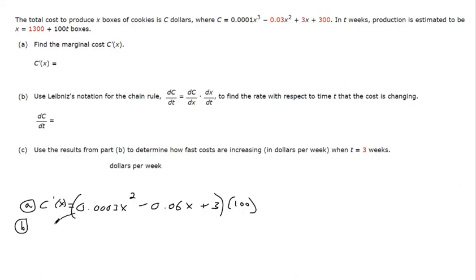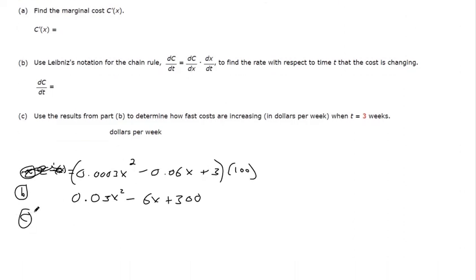So for part B, this is no longer for part A. For part B, it's going to be 0.03x squared, multiplying that by 100 in my head. This is 6x plus 300. Okay, so a lot quicker using that notation.